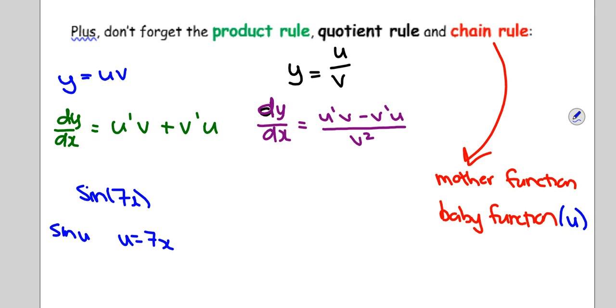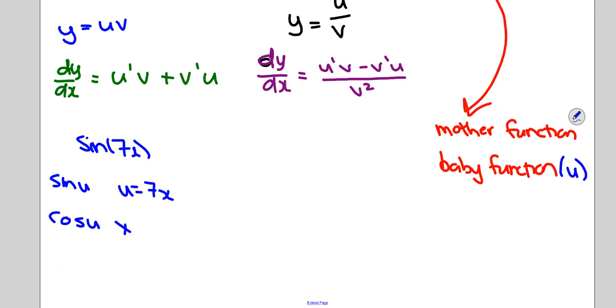So what's the derivative of sine u, according to those funny rules at the top? Cos u, yeah. So it would be cos u times the derivative of the baby. What is the baby? 7x. The derivative, yes, of the baby. It's been a while. 7, good, just 7. So cos u times 7. So the answer would be 7 cos 7x, where you sub into u.